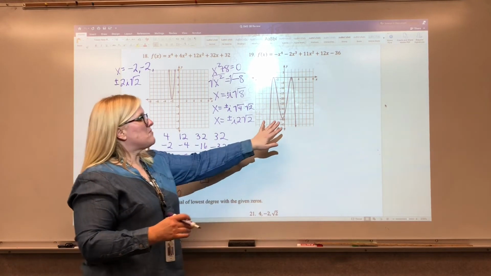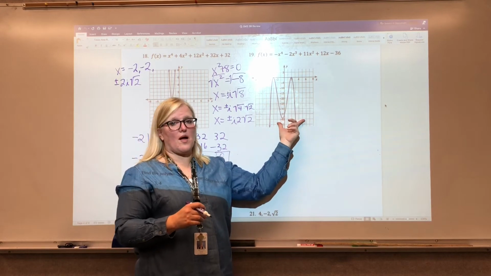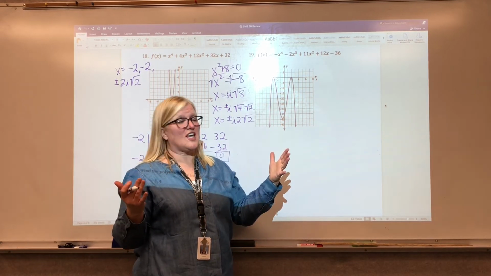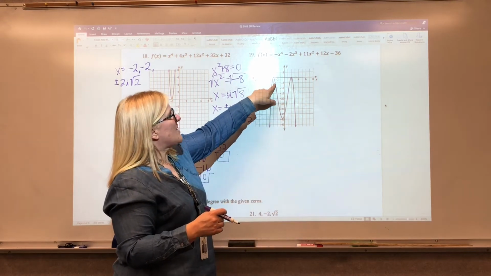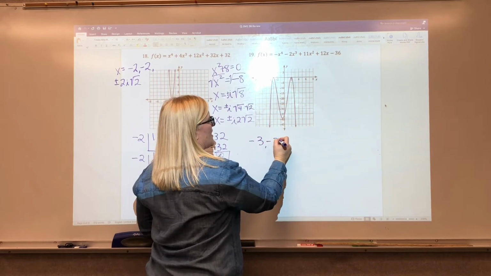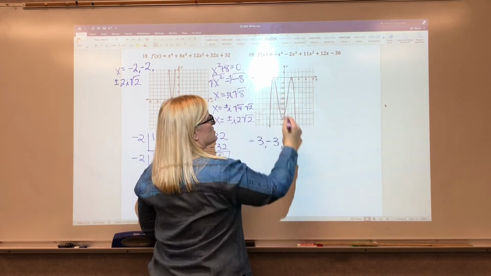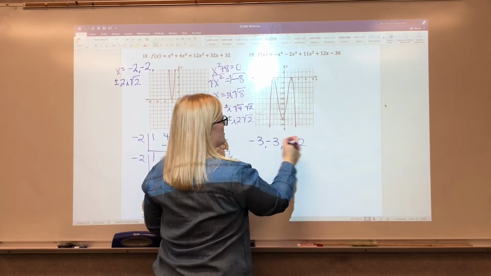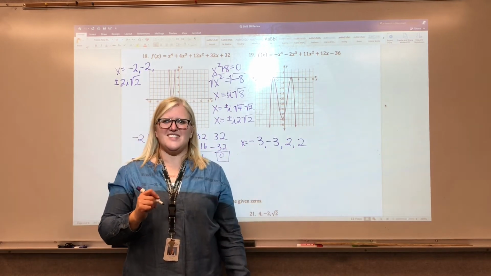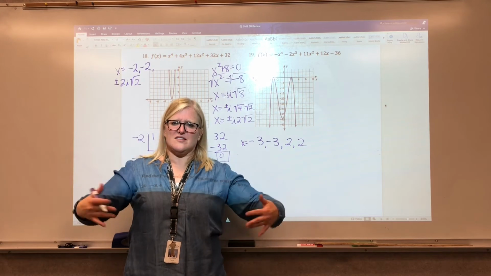All right, I had mentioned this in class too. This problem right here, you should be able to just do, just looking at the graph. So I see that this one has a bounce at -3. So I have -3, -3, and a bounce at 2. So I have 2 and 2. And that is the answer to that one. Isn't that nice? You didn't have to go through all that synthetic division.